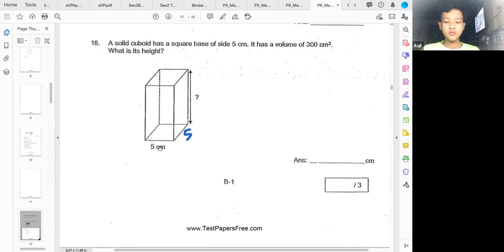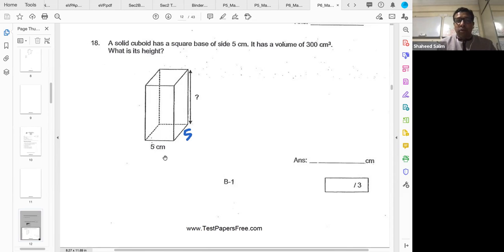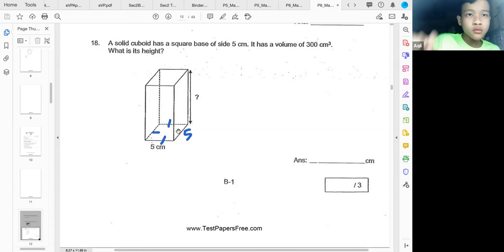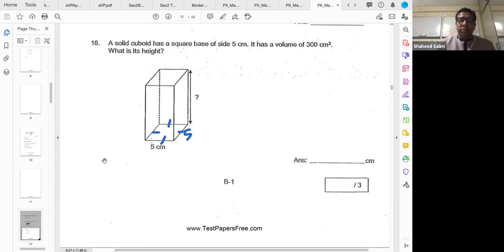Okay, yes. So down here, you have a solid cuboid with a square base. Base means the bottom. So this is a square. So length times breadth times height equals 300. Why? Because we are told the volume is here.